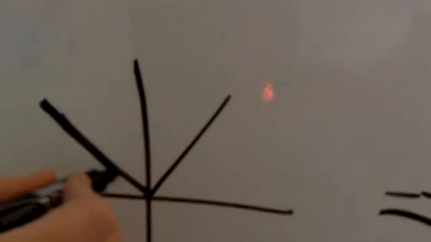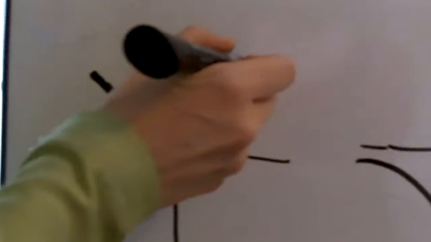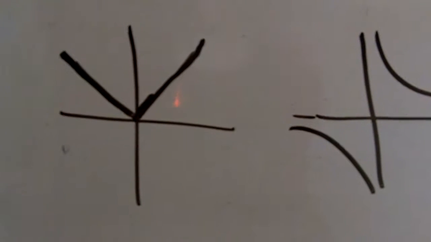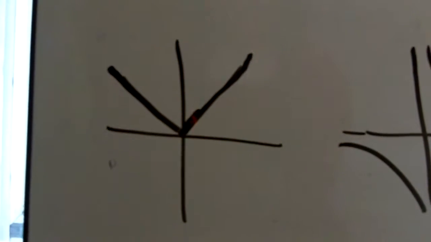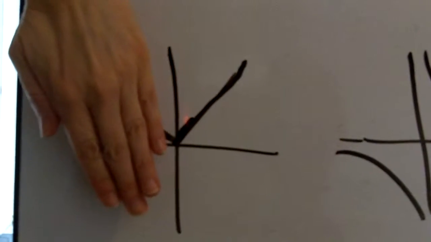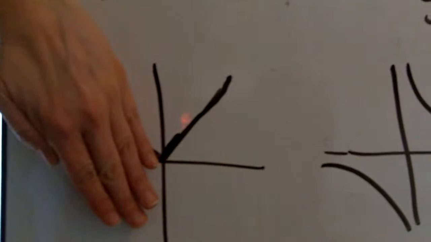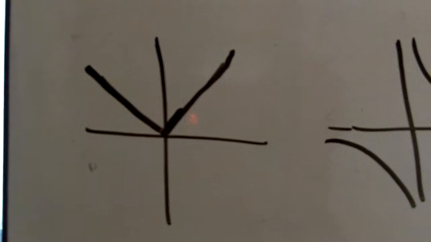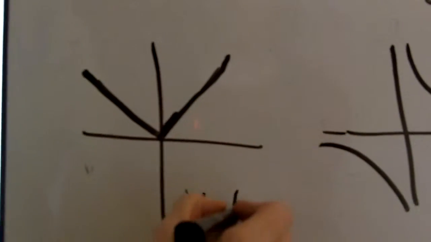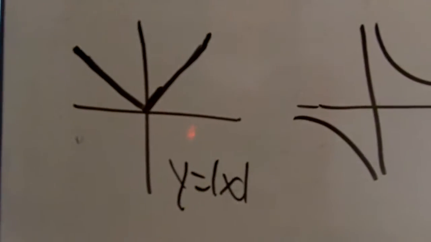If you have two line segments that create this V shape, then you are graphing an absolute value. If you look at the right, it looks like the y equals x equation, but then instead of going down and having negative x values give you negative y values, it bounces back up. Y equals the absolute value of x.